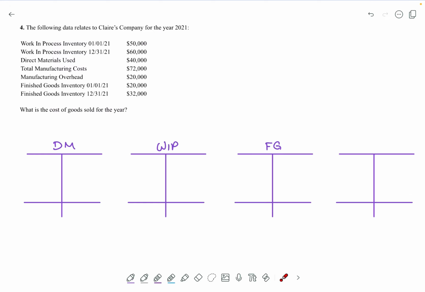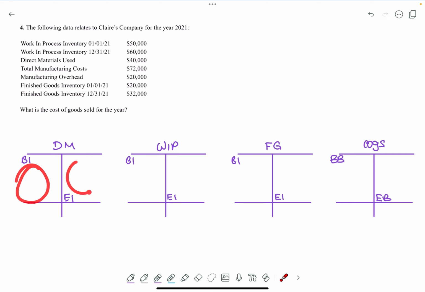So remember, we have 3 inventory accounts: direct materials, work in process, and finished goods. And then I have my cost of goods sold account here as well, because I want you to see how the inventory system plays into cost of goods sold, but it is not an inventory account. So every inventory account has a beginning inventory and an ending inventory. But because cost of goods sold is not an inventory account, it just has a beginning balance and an ending balance. Remember, every account has something that increases it and something that decreases it.